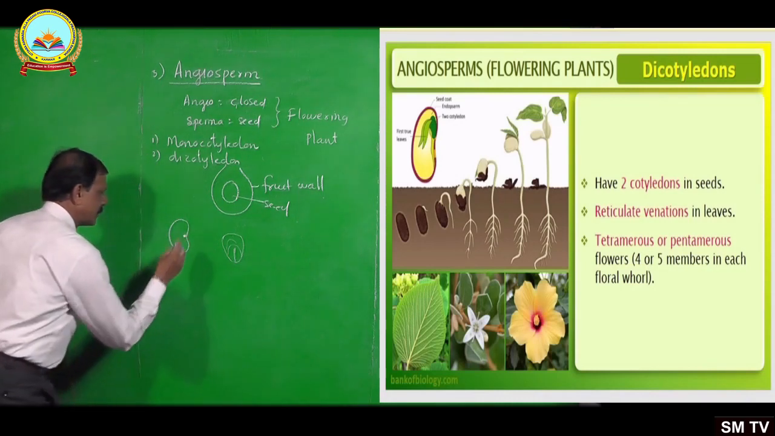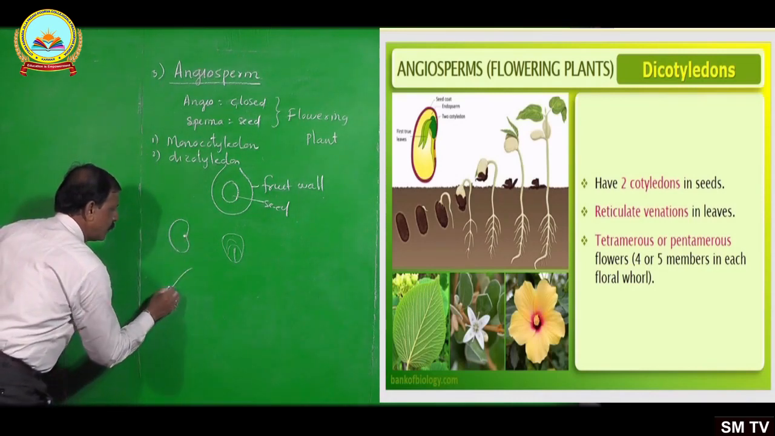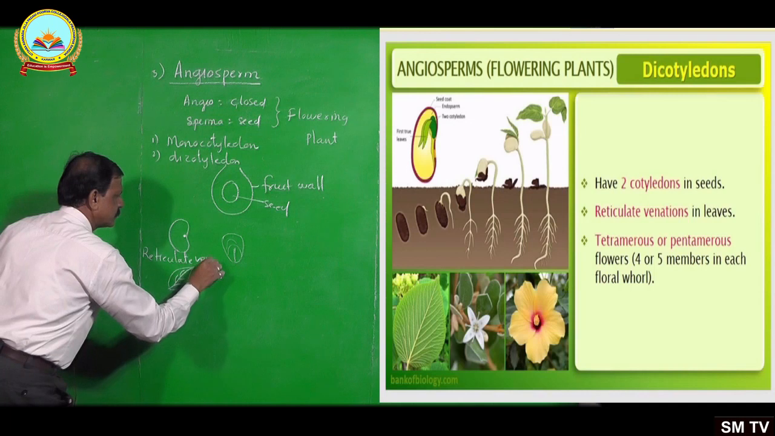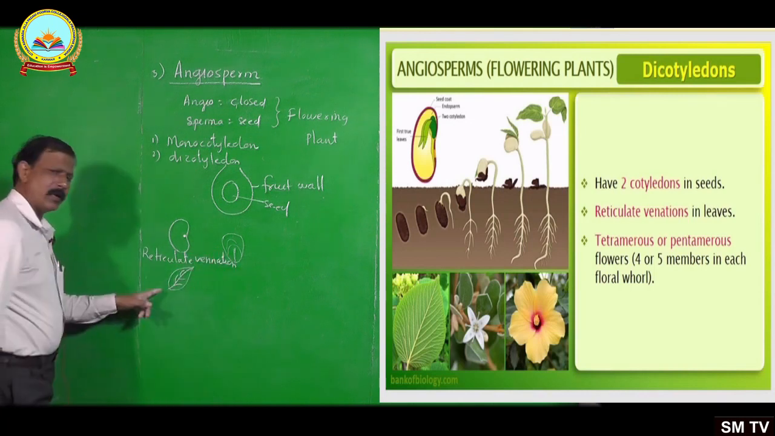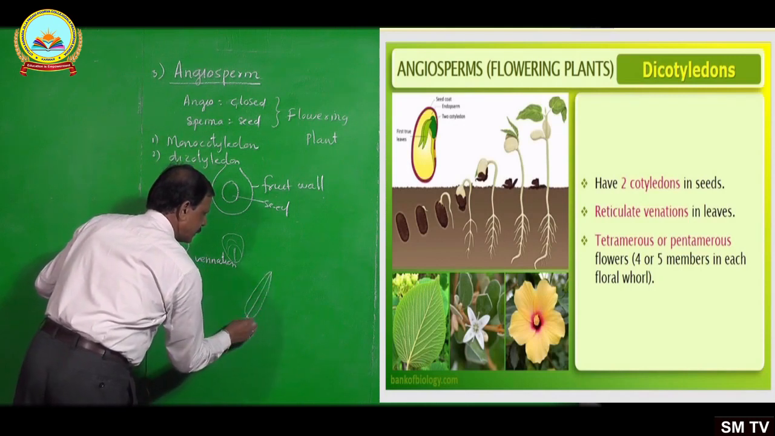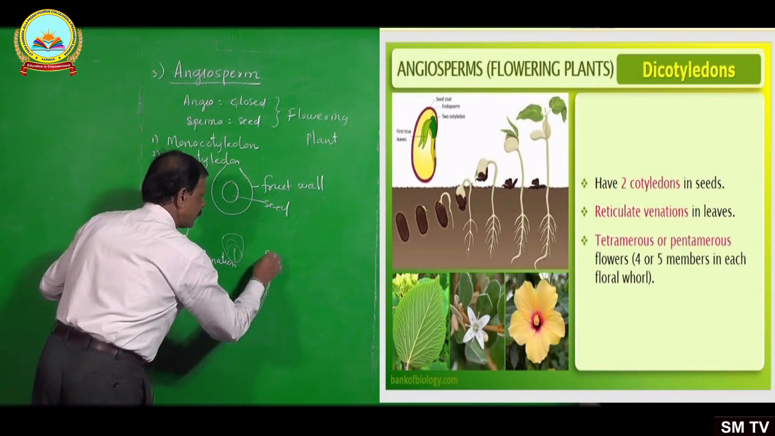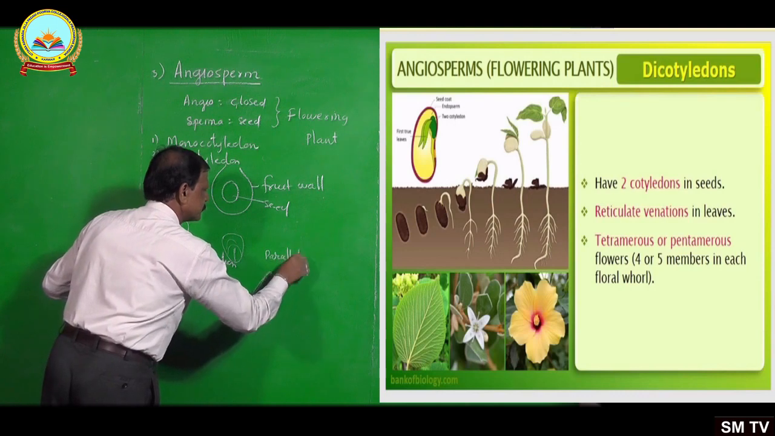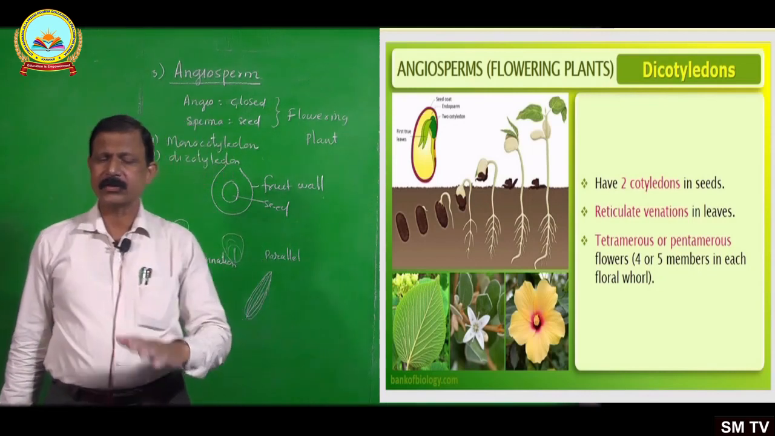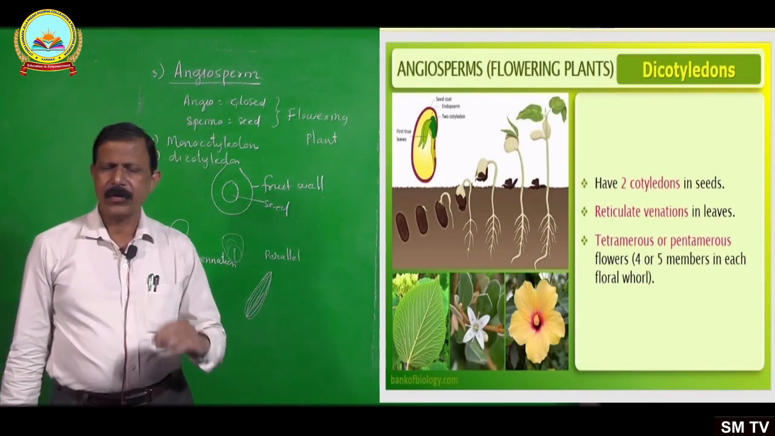And to distinguish monocot and dicot leaves: dicot leaves have reticulate venation. Then if you look at a monocot, the venation is like this, and it is called parallel venation. This type of venation is called parallel venation. What is venation? Venation means the arrangement of veins on the leaf.